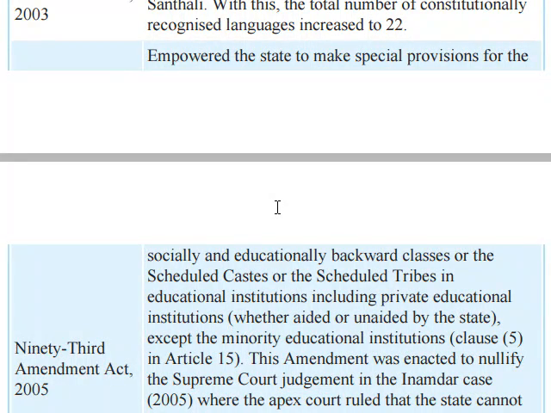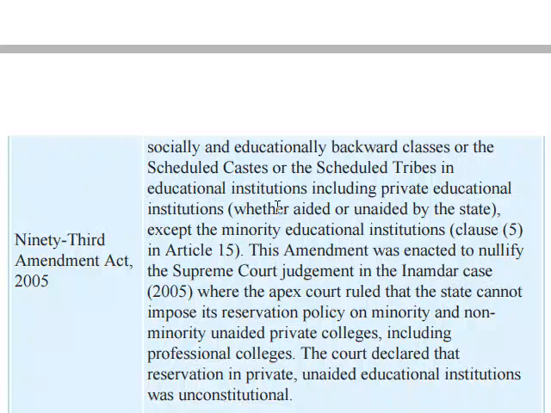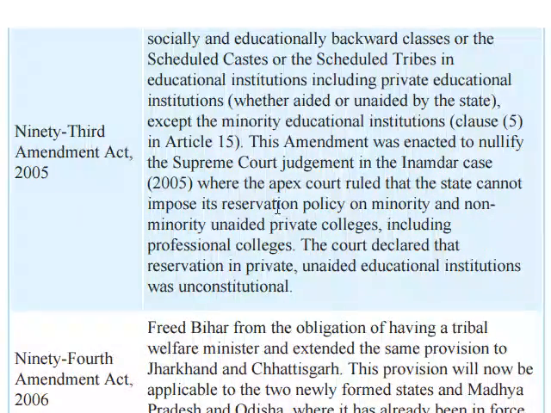93rd Amendment Act 2005 empowered the state to make special provisions for socially and educationally backward classes or the Scheduled Castes or Scheduled Tribes in educational institutions, including private educational institutions, whether aided or unaided by the state, except minority educational institutions.